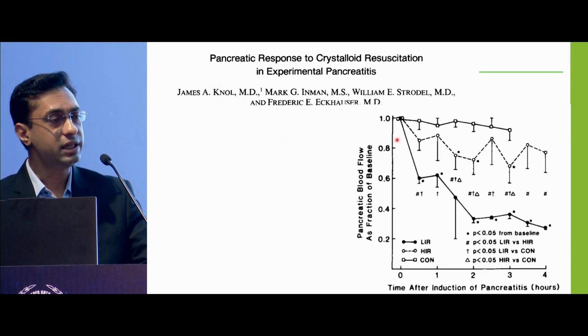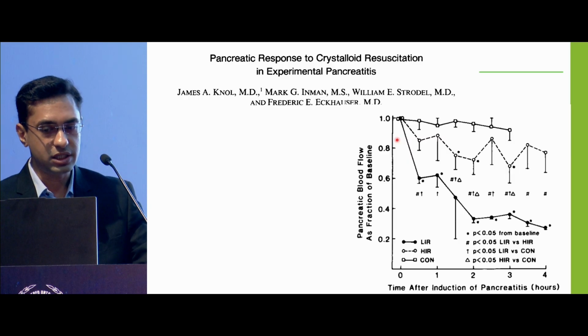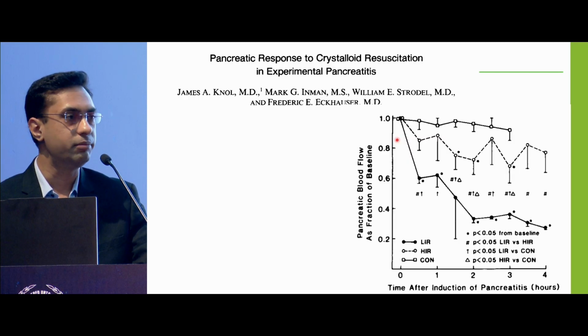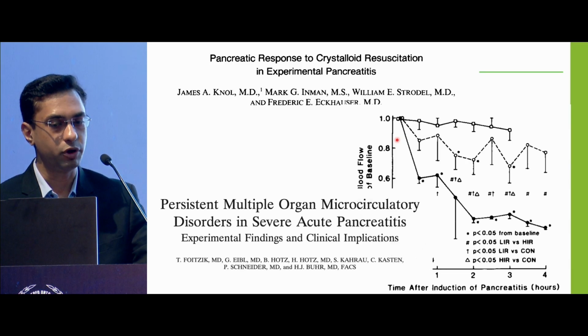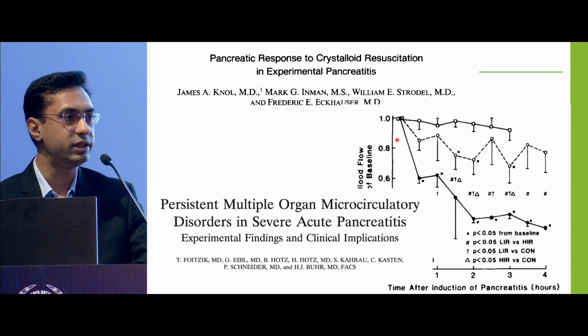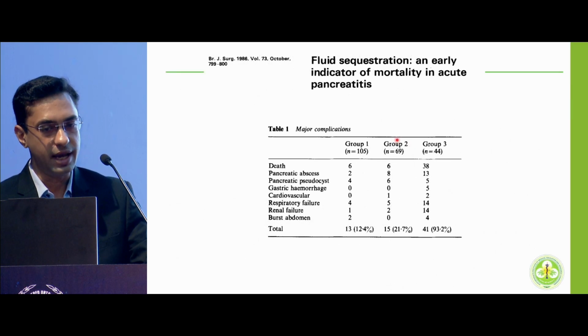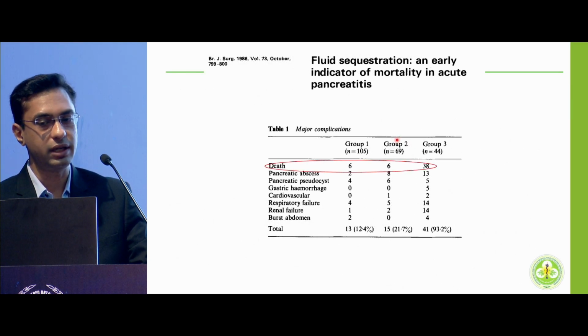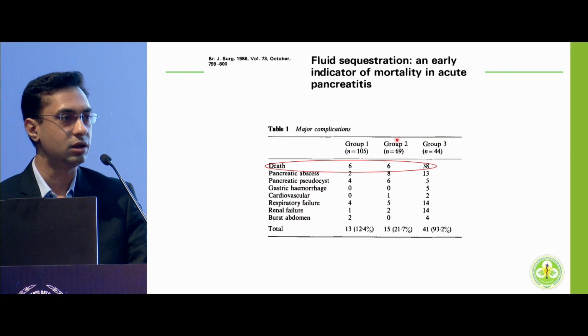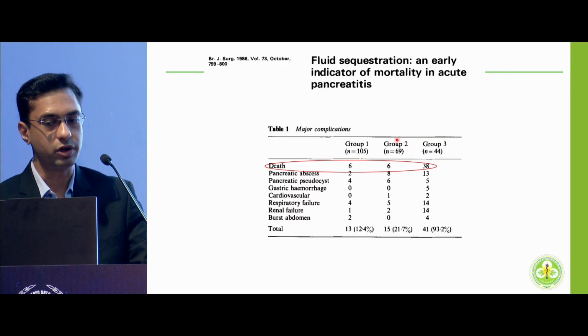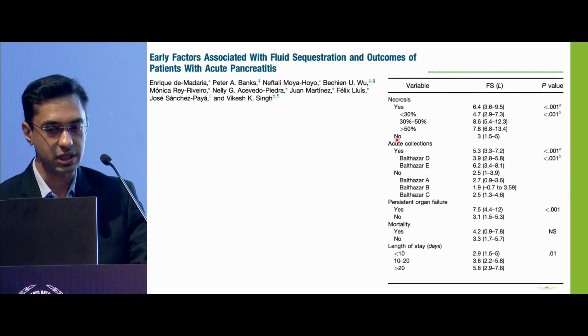Similarly, when we give hydration, the chances of normalizing pancreatic blood flow increase up to 80% as compared to not giving fluid or giving a low fluid volume. So these were the hypotheses for why we chased fluid therapy as one of the disease-modifying agents. Even in humans, as early as in the 1980s, we have shown that in patients who have persistent fluid sequestration for more than 48 hours, the chance of mortality is as high as 40 to 60%.